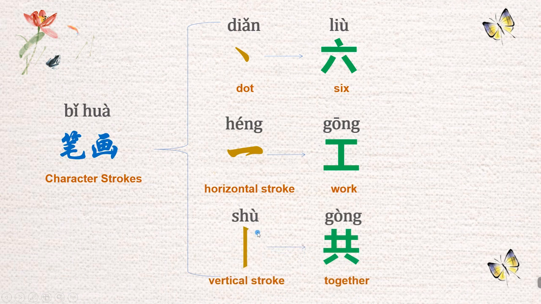And this stroke here is 竖. In English, it means vertical stroke. And this character has a 竖 stroke in it and is pronounced as 共. It means together.